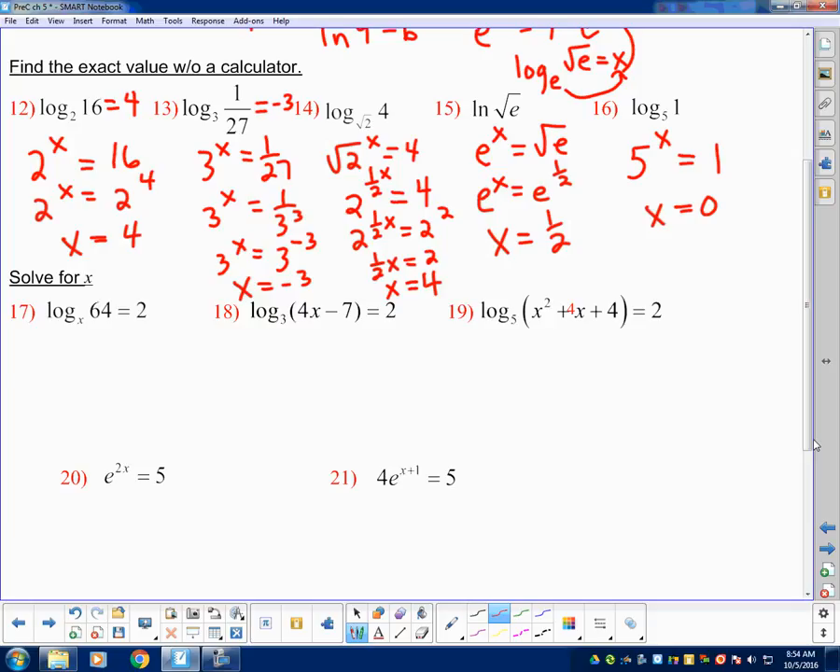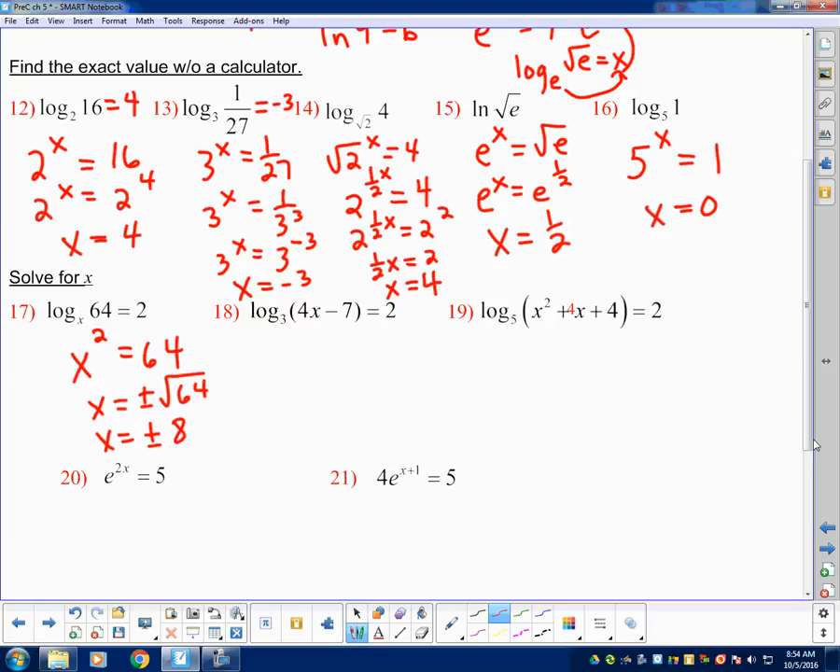All right, to solve for x. Once again, we're going to rewrite these as exponential equations. This one would be x to the second equals 64. And this one we would solve by taking the plus or minus square root of each side, right? So x is going to equal plus or minus square root of 64. So x equals plus or minus 8 for that one.